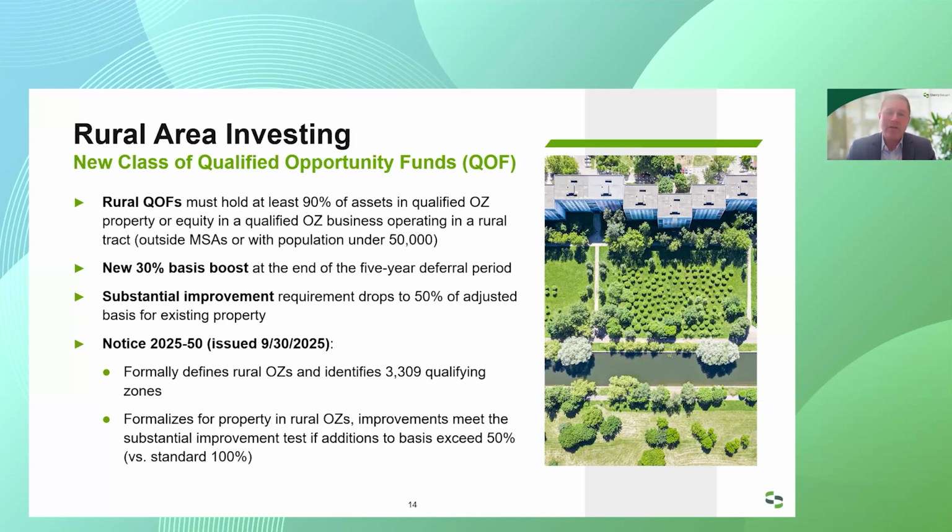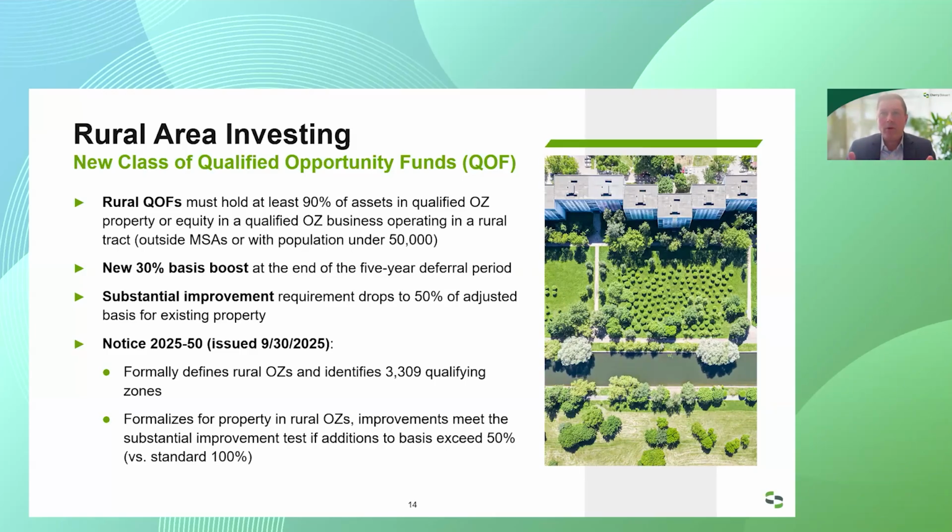One other thing that they also did with this as well is they lowered the threshold for the substantial improvement. Under the existing rules, if you buy a piece of property in a qualified opportunity zone business, you have to substantially improve that property 100%. So you buy a building for $500,000, you have to put another $500,000 into that building, additional rehab, construction, what have you, to qualify. Under the rural opportunity zone funds, that substantial improvement drops to 50%. So now, same $500,000 purchase of a building, now you only have to put in 50%, $250,000, to qualify for that.